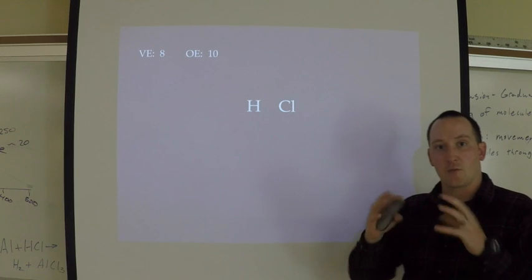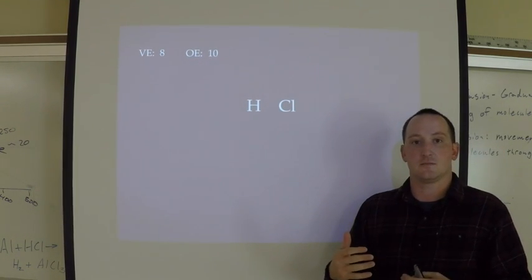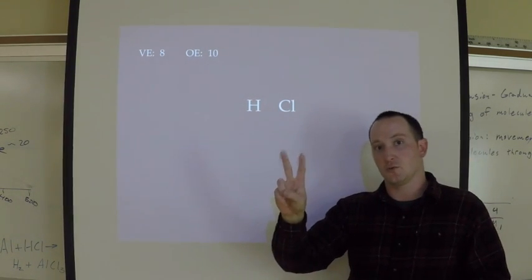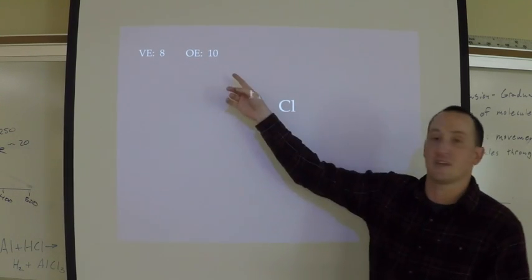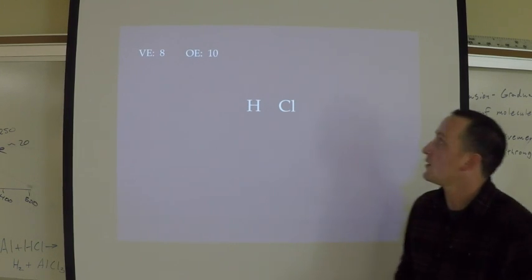And again, that rule, that's step 2 on the previous slide, is that every atom wants 8, except for hydrogen, and it wants 2. So hydrogen wants 2, chlorine wants 8, I add those up, 2 plus 8 gives me 10. That's how I get my valence electrons and then my octet electrons.